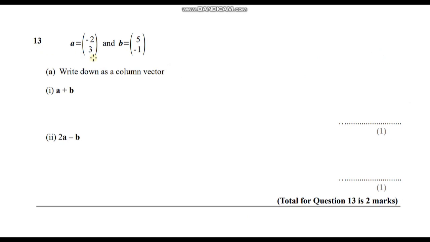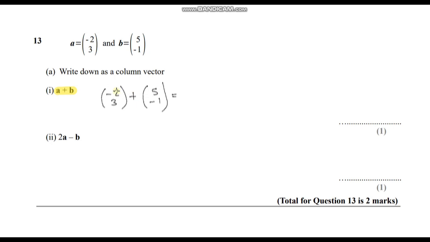Question 13. We've got the two column vectors A and B, and we need to write down as a column vector A plus B. So we've got A, which is negative 2, 3, and we're adding on B, which is 5, negative 1. Now, whenever you add together column vectors, you just add the corresponding components.